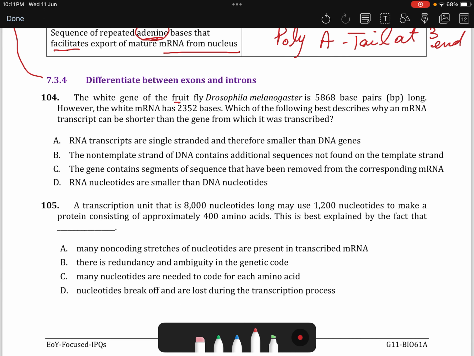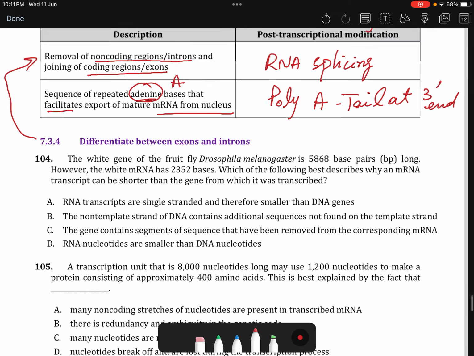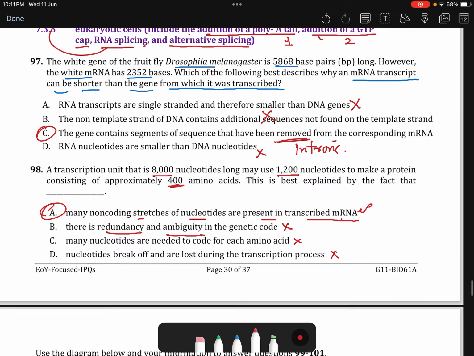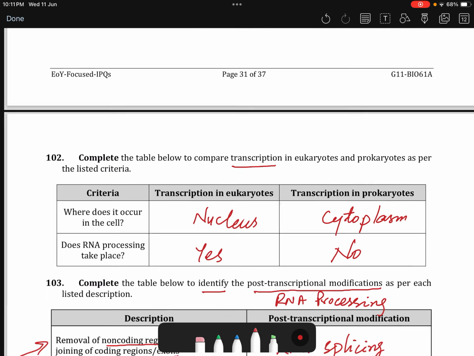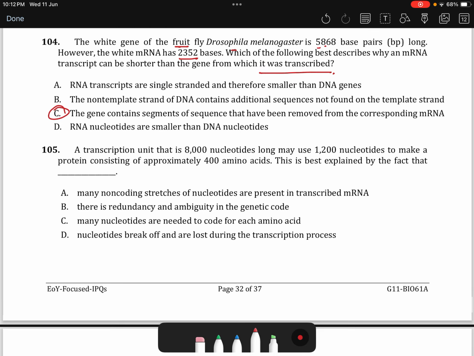The white gene of the fruit fly is 5A. So this is possibly a repeated question. We did it up. It was this one, it's the same one. And also this one, we did it up. We did them here. Yes, these are the two. The gene contains many non-coding stretches.